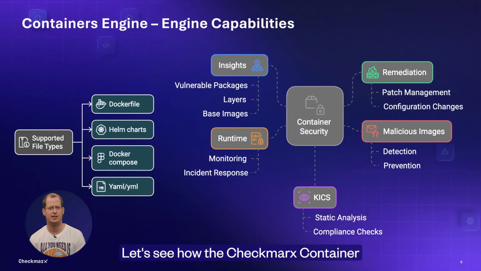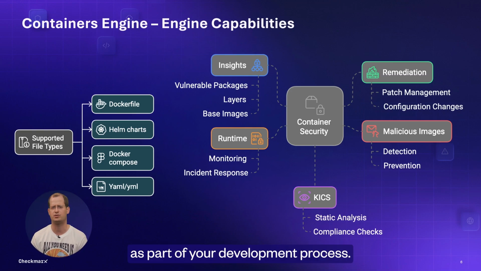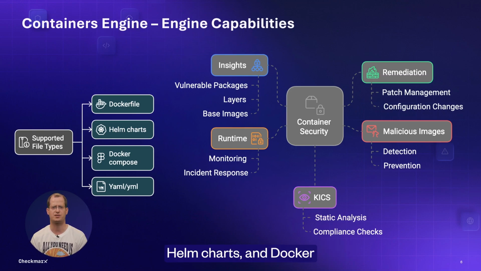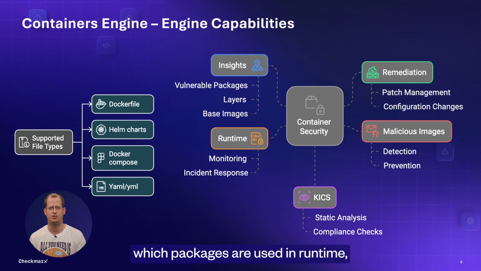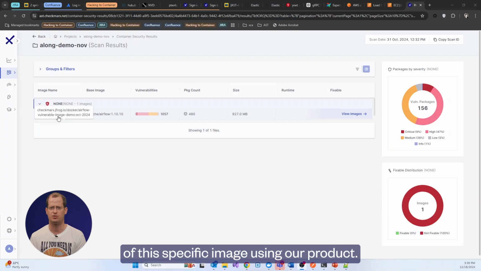Let's see how the Checkmarx Container Engine can mitigate these risks. Our engine scans Docker images that were built as part of your development process, images from within the Dockerfiles of your solution, Helm charts and Docker Compose files for Docker images. For all of these supported types, the engine analyzes each layer of your Docker images for vulnerable packages and malicious packages, integrates with Sysdig to identify which packages are used in runtime, and provides recommendations for public image versions that contain fewer or no risks. And finally, Checkmarx easily integrates with your CI/CD pipeline. Let me show you a scan of this specific image using our product.